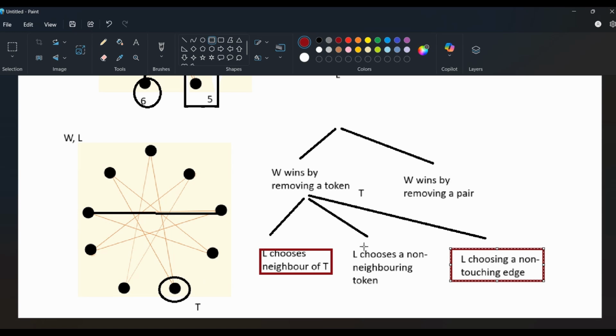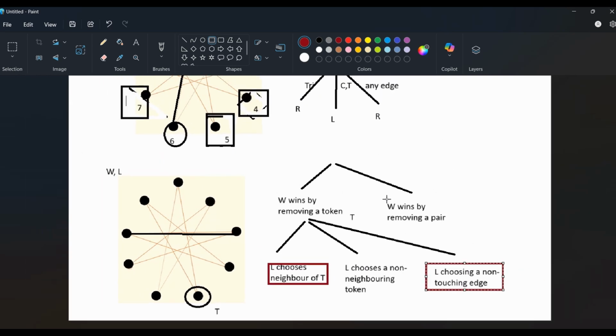So by this, what we can say is if the winning player wins by removing a single token at the end, the only possible way would be for the losing player to choose a non-neighboring token. These two things are not possible. Similarly, we can analyze this part as well: the winning player winning by removing a pair.